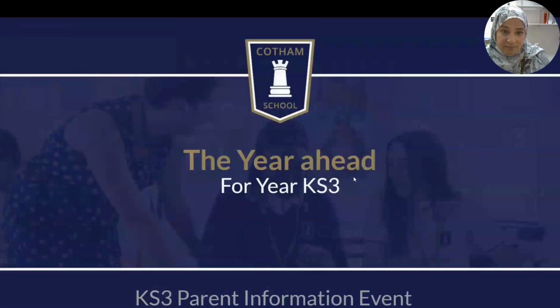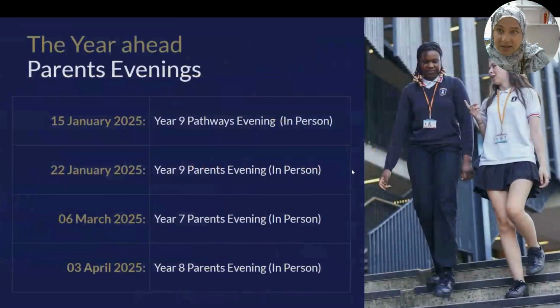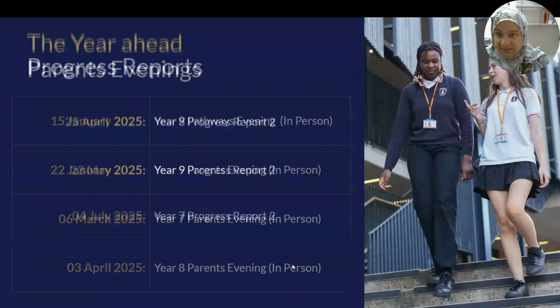In addition to that, we have the year ahead. The most important thing happening in the year ahead for year 9s will be the Pathways event, but I'll talk about that in a moment. The parents' evenings are as follows. On the 15th of January we have the Pathways evening, apologies, and then the year 9 parents' evening is on the 22nd of January. Then the 6th of March is the year 7 parents' evening. On the 3rd of April is the year 8 parents' evening.